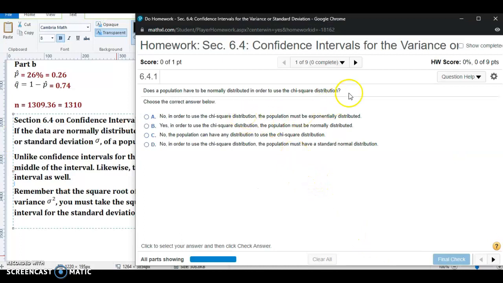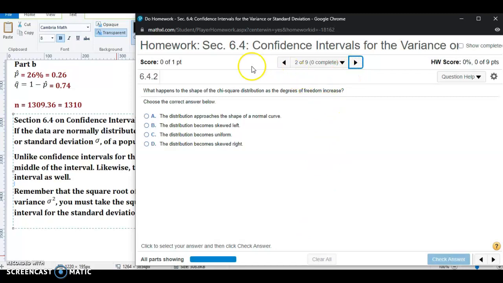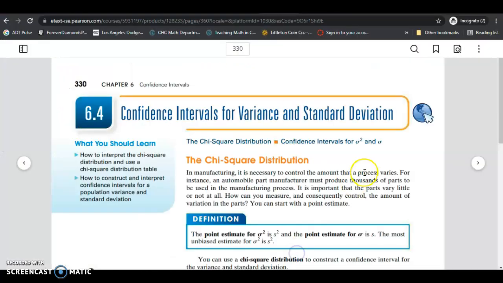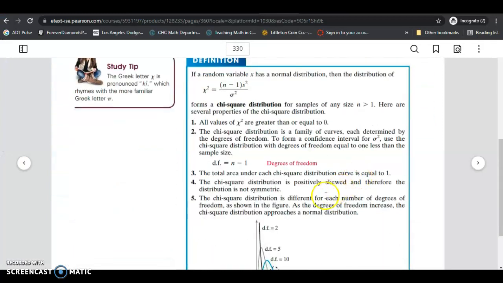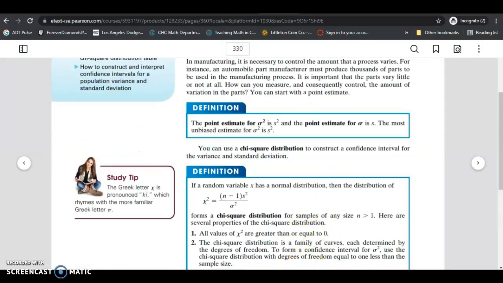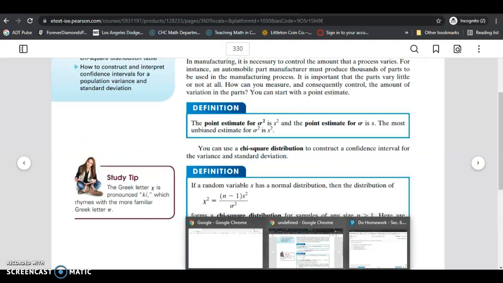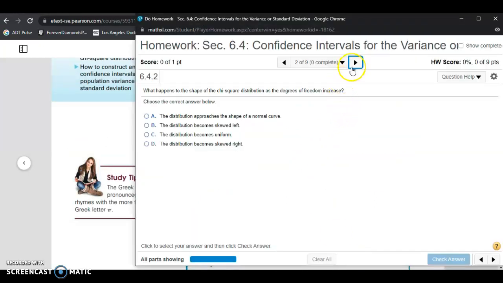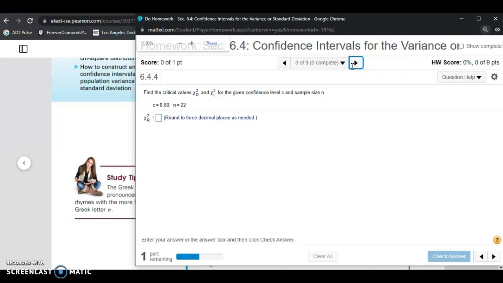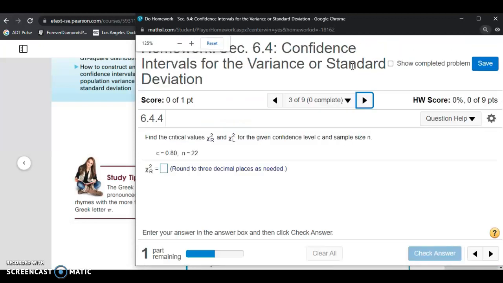The first two questions I believe you can answer on your own by reading section 6.4. More specifically, if you read the first page, you should be able to find the answers to those first two questions in the homework for section 6.4. So I'm going to skip those, but let's look at problem 3.